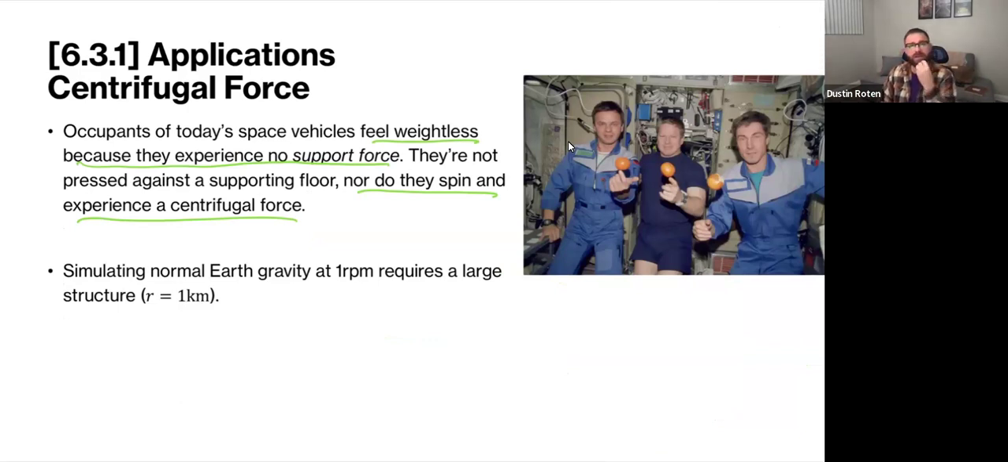And just for reference, simulating Earth's gravity like this, you'd have to have a very big circular space station with a radius of 1 kilometer. I mean, that's huge. And it would have to rotate at 1 rotation per minute. So that's spinning very quickly. And that is a very massive ring to actually build in space. I mean, 1 kilometer.